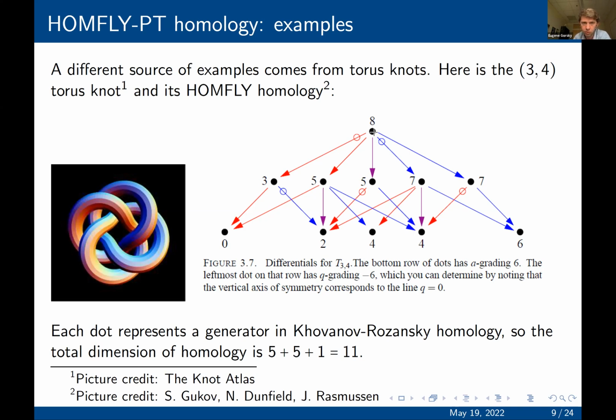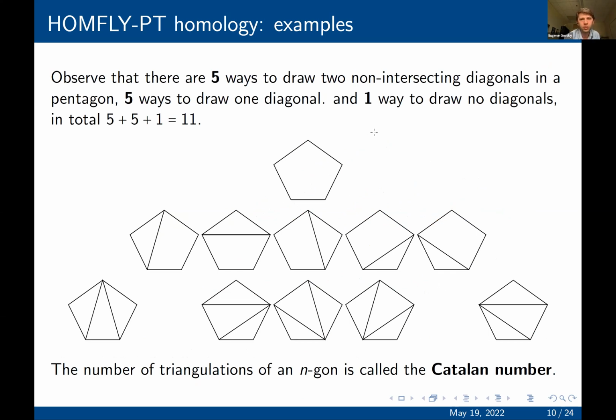If you like combinatorics, you can observe that there are 5 ways to triangulate a pentagon. So there are 5 ways to draw 2 non-intersecting diagonals in a pentagon, 5 ways to draw just 1 diagonal, and 1 way to draw no diagonals. In total, again, you have 5, 5, and 1. So you could imagine that on the bottom row, the generators of homology are parameterized by triangulations. On the next level, they're parameterized by partial triangulations where you have only 1 diagonal. And on the top, you have no diagonals at all, and there is only 1 such diagram.